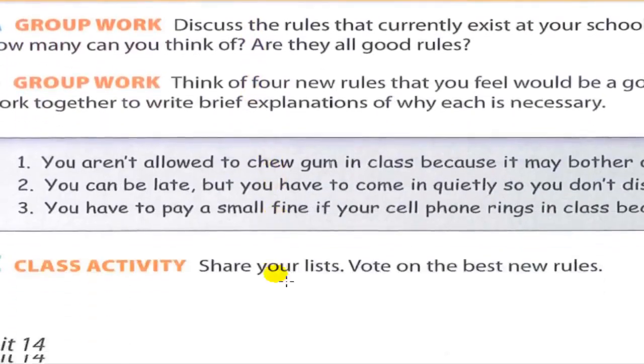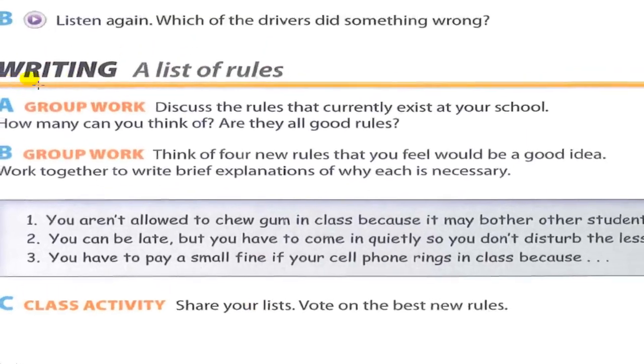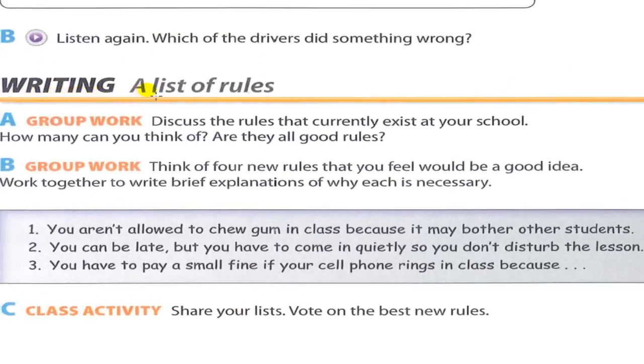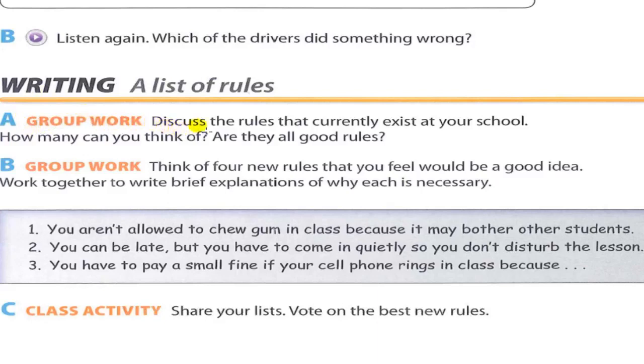Exercise number 12. In exercise number 12, this is writing a list of rules. In this exercise, you have group work, you and your friends. Discuss the rules that currently exist at your school. How many can you think of? Are they all good rules? You start to discuss this.